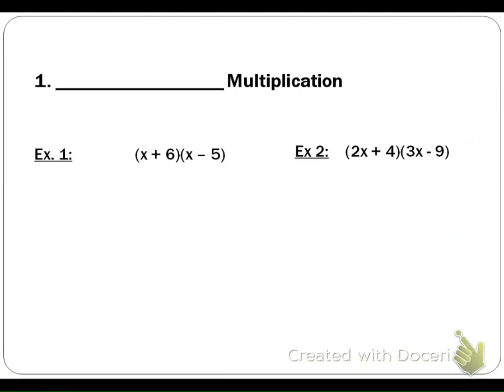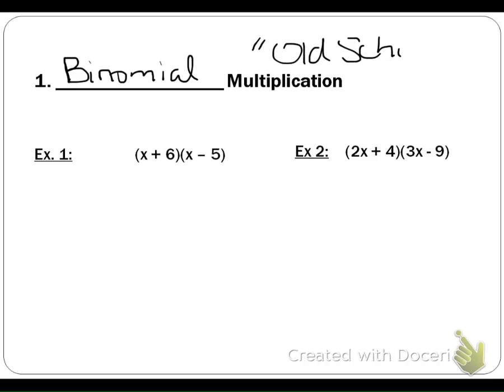The first method I'm going to be demonstrating with certain types of problems is called the binomial method. And actually, even though I'm going to be demonstrating with binomial expressions, this method can be used with trinomials and any larger polynomials. So this one can be used with all different types of expressions when you're multiplying. Now, I usually nickname this method the old school method. The old school method of multiplication.